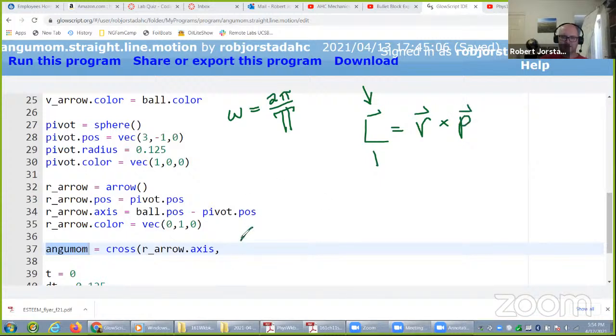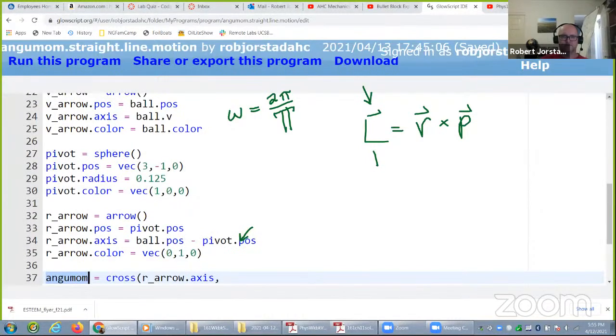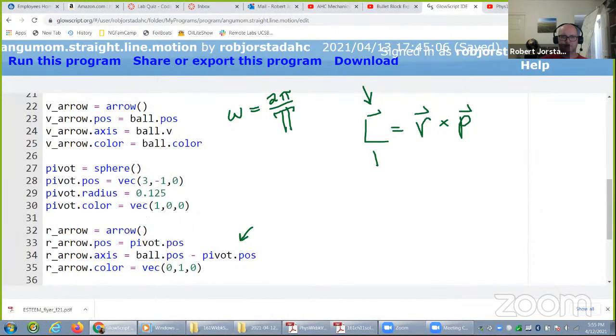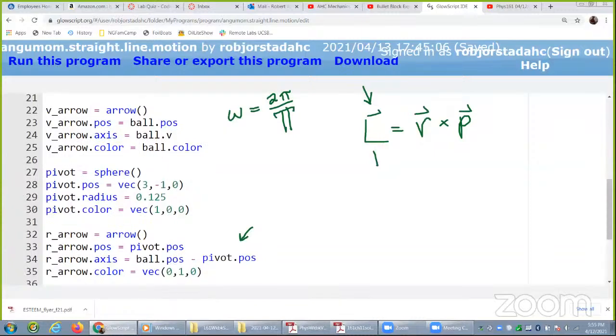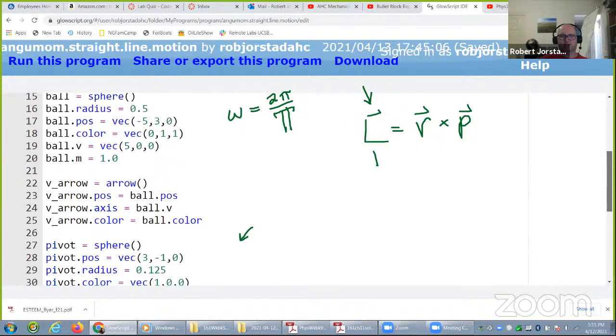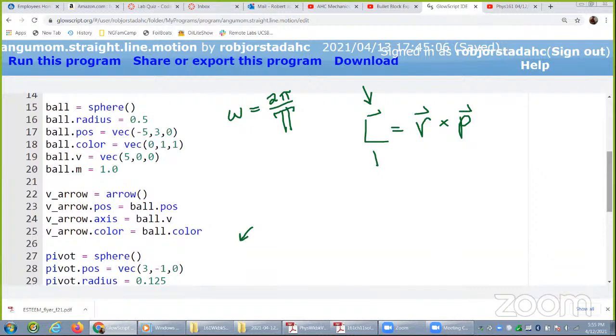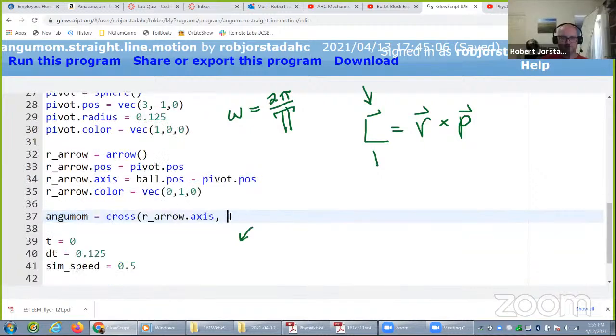So now how do I get that from the ball? What do I type next? Do you remember? The mass times the velocity, or m. Yeah, what should I type? So what did I say the mass was, do you think? Ball dot m times. Yeah, you're on it. All right. That's going to compute it.